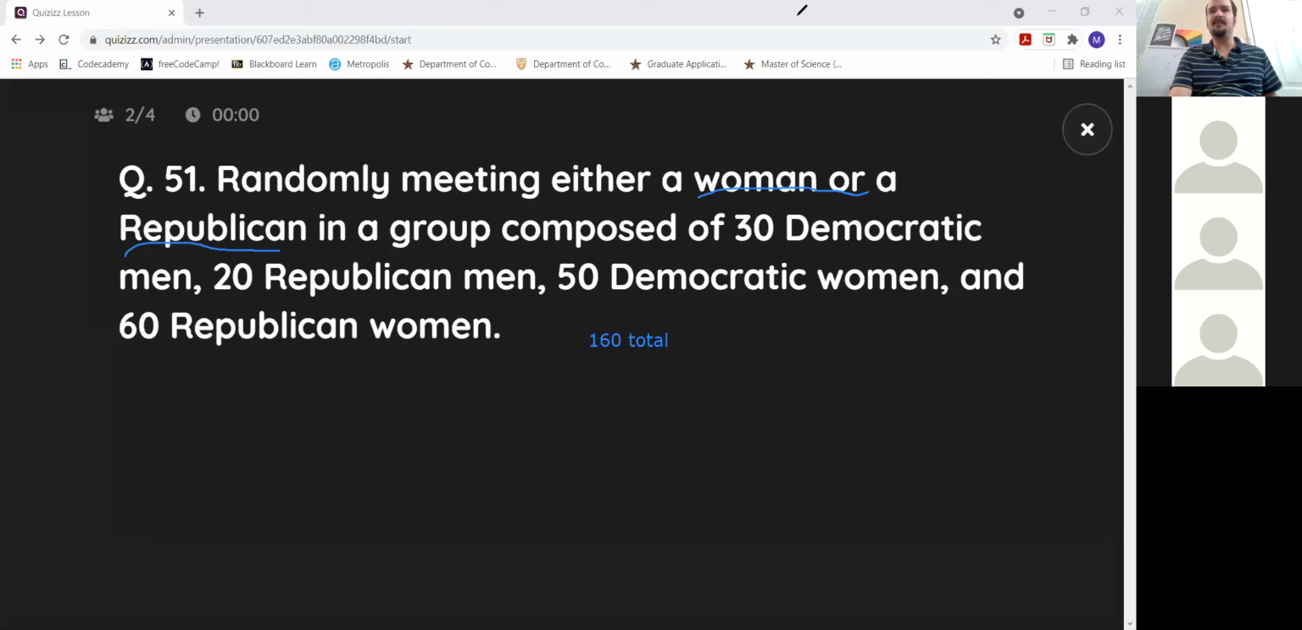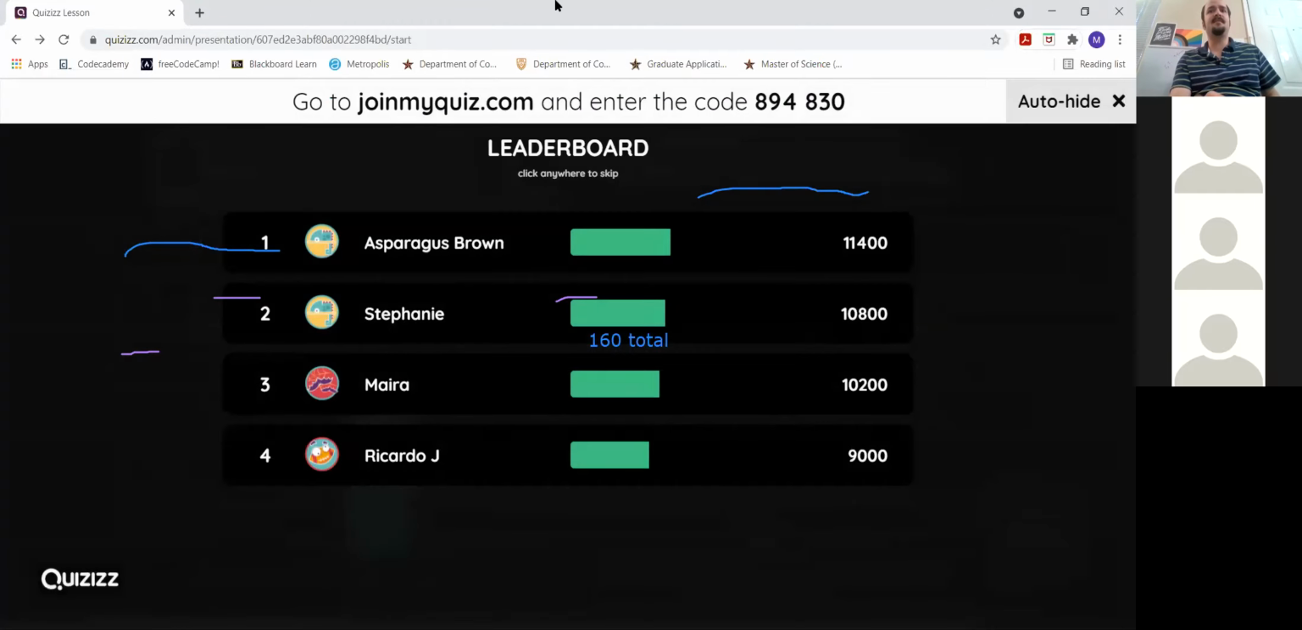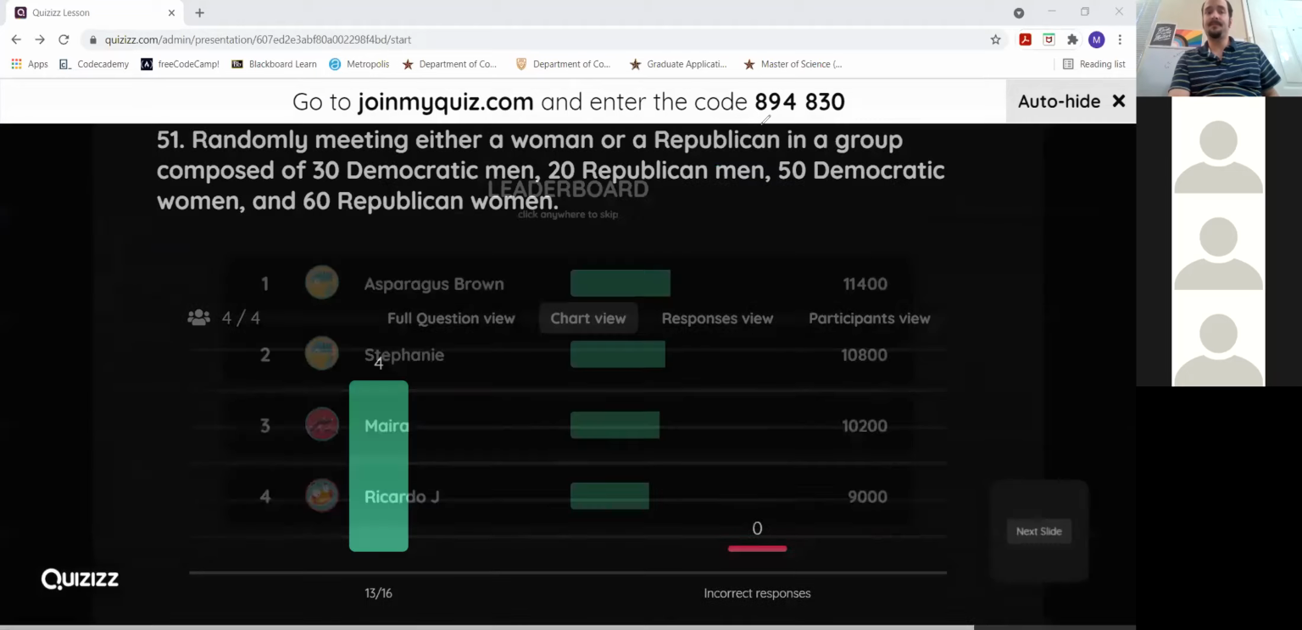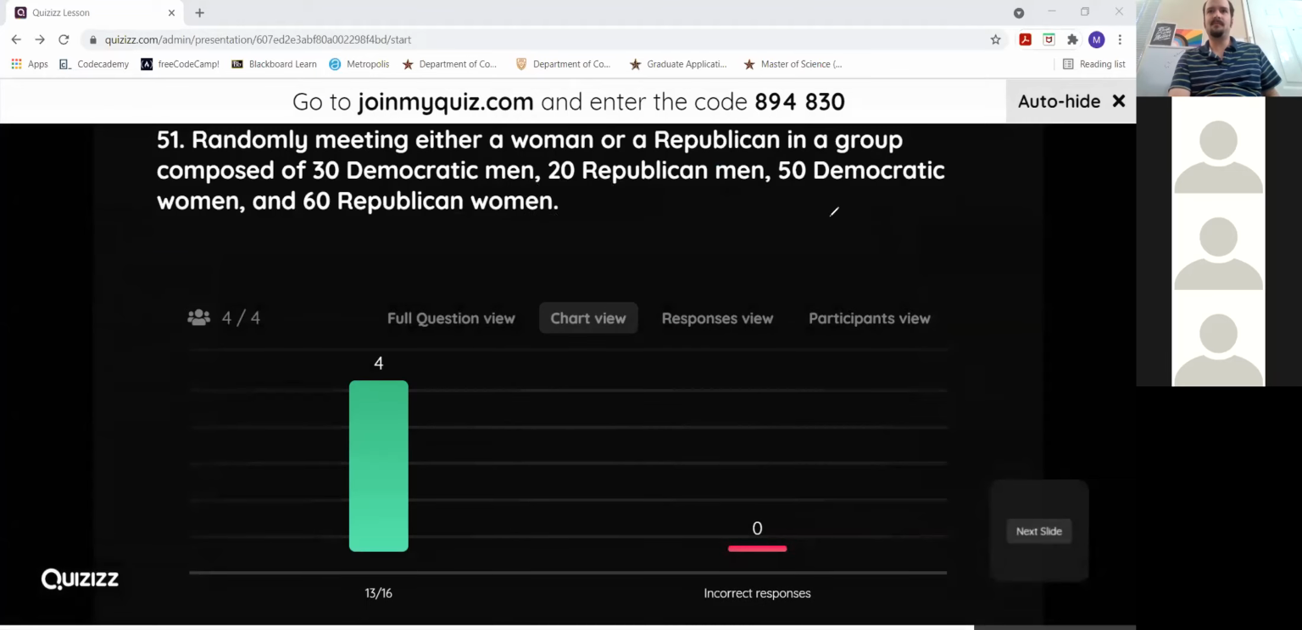All right, so what am I circling? I got 30 Democratic men. Is that a woman or a Republican? I don't think so. And so I want to do what? I believe these 20 are Republican. These 50 are women. These 60 are both Republican and women. So I believe I'm getting 130 out of 160 when I add those things together. Is that what y'all got? 13/16 when we reduce it? Yeah, that's it.